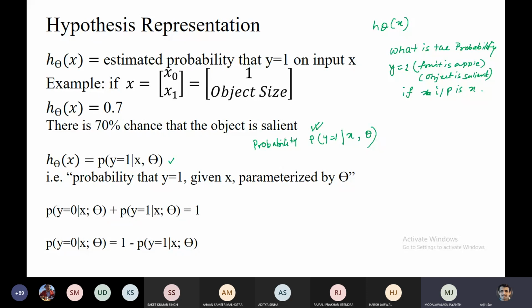Okay, so now you can say these two things, y is equal to 0 given x theta, and y is equal to 1. Since it's a binary classifier, definitely these two probabilities will sum to 1. You know that both probability of 0 and probability of 1, if it's a binary classifier, sum to 1. So you can write p of y is equal to 0 given x, theta is 1 minus this. That is very easy to understand. Okay, so this is the hypothesis representation of logistic regression.